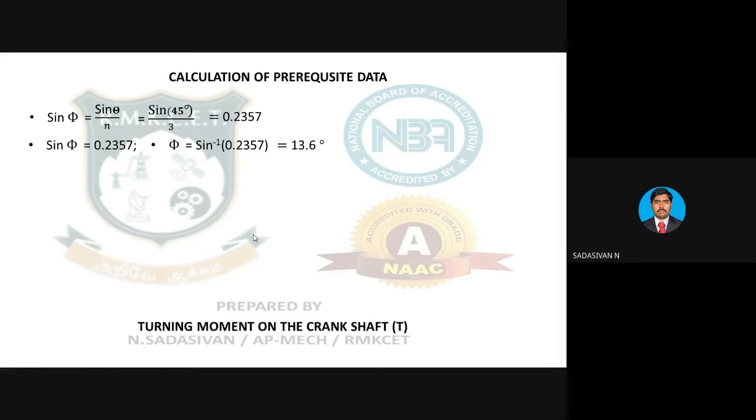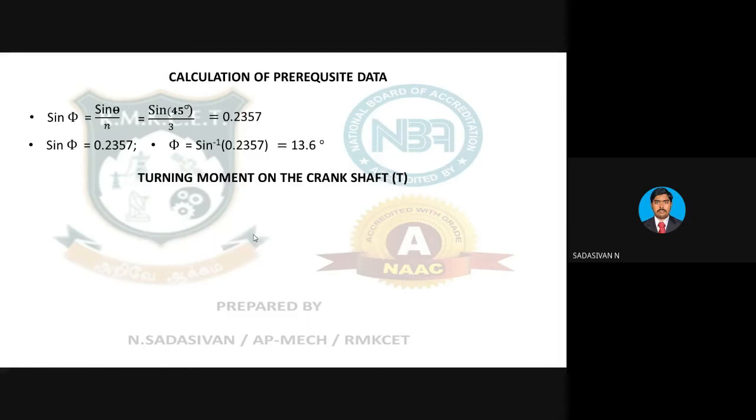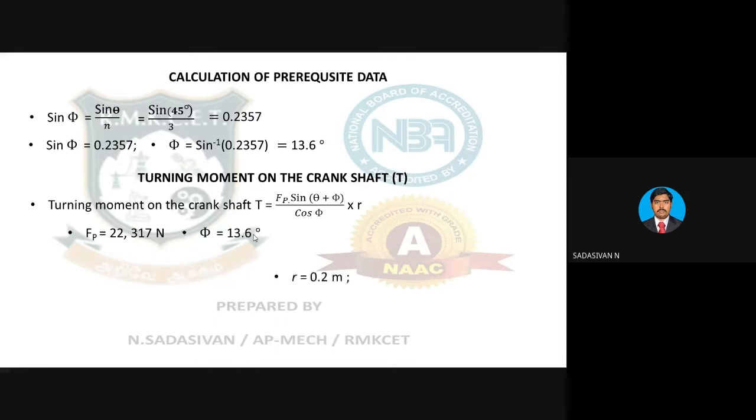Now I have to find the turning moment directly. The formula is FP sin of (theta plus phi) by cos phi, into crank radius. FP is 22,317. Phi is 13.6. The crank radius is 0.2. Theta is 45 degrees. So substitute all the numbers in the above formula.